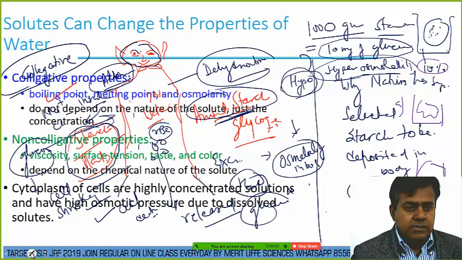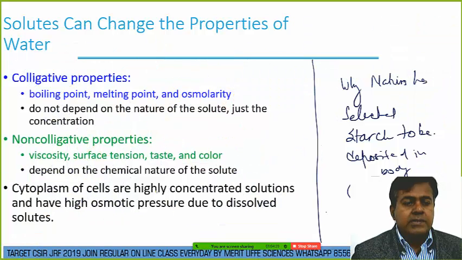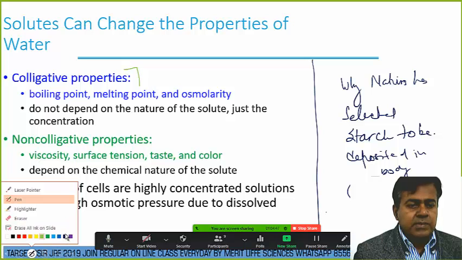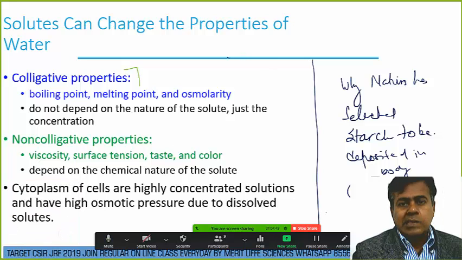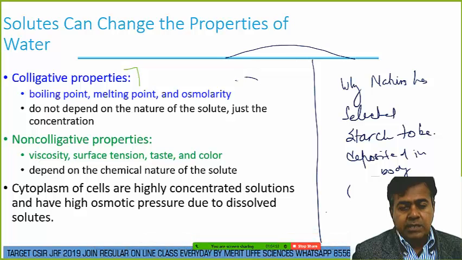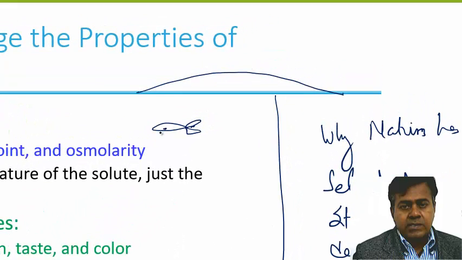That is called the colligative property, and every scientist was surprised at that time. If you see in the winter season, what happens? All the ice is there over the water, right? And still fishes are alive.